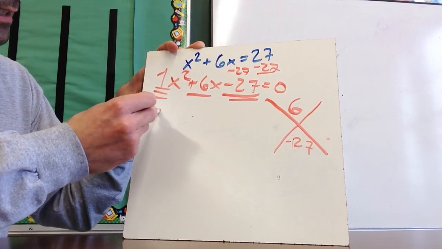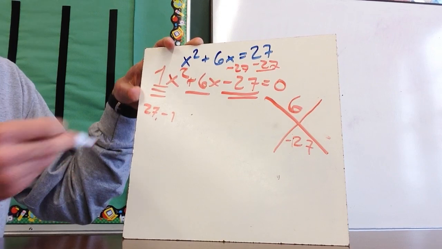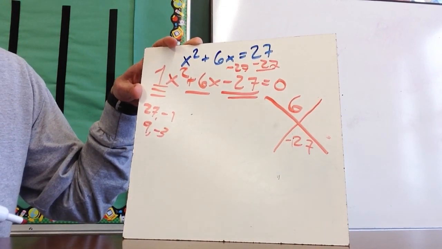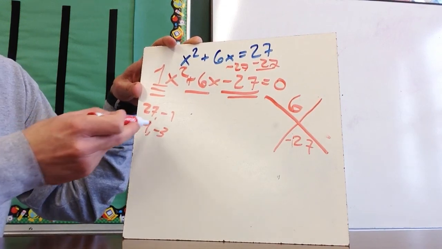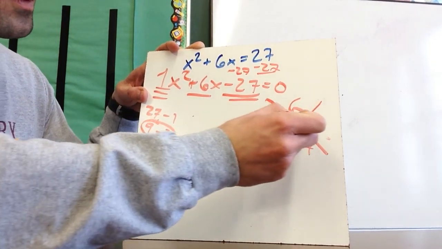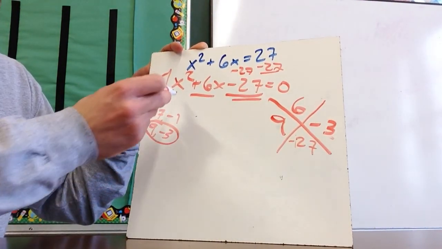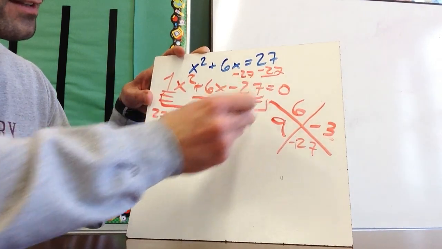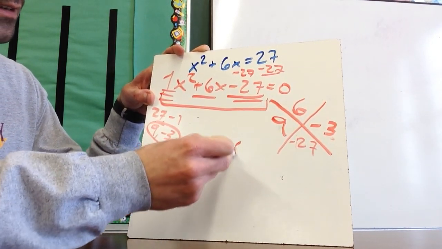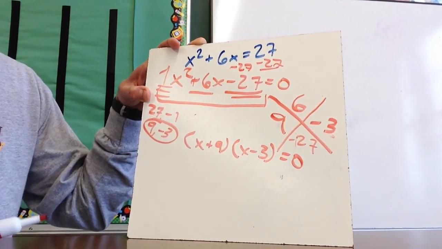So for example, 27 and negative 1 would give me negative 27 when multiplied together. 9 and negative 3 would give me negative 27 when multiplied together, and when added, these will actually give me positive 6. So this is going to be 9 and negative 3. Now, don't forget I still have this equals 0 part. So this portion of it, I can factor as x plus 9 times x minus 3 equals 0.